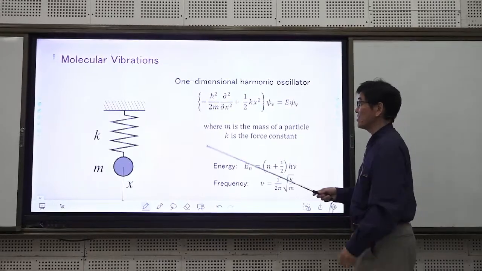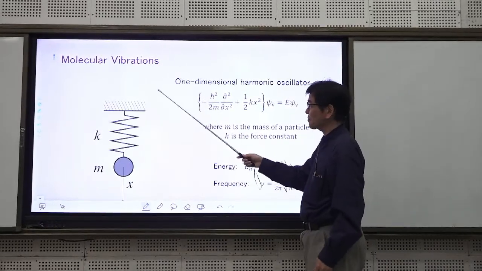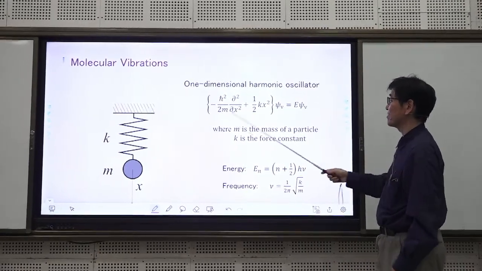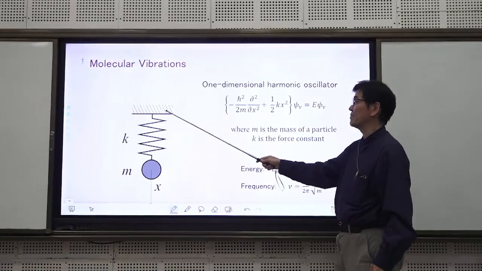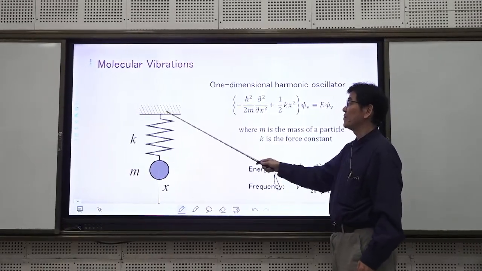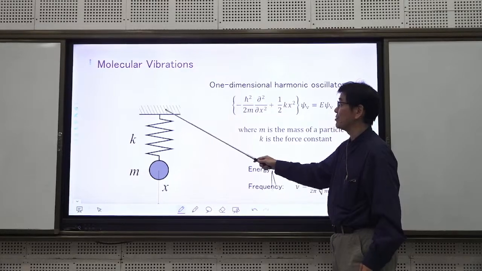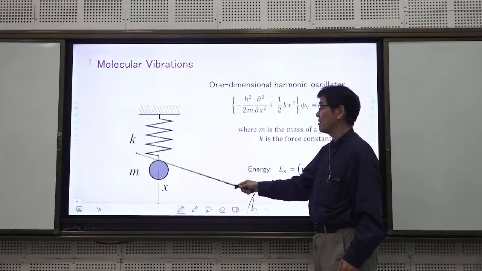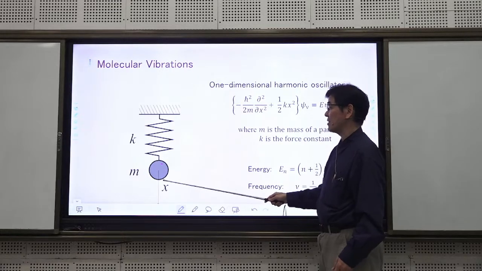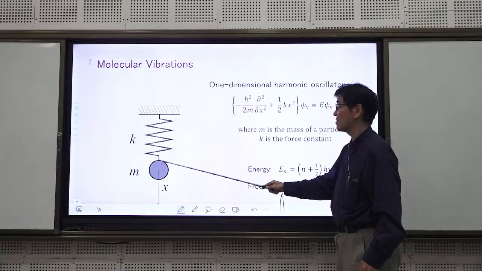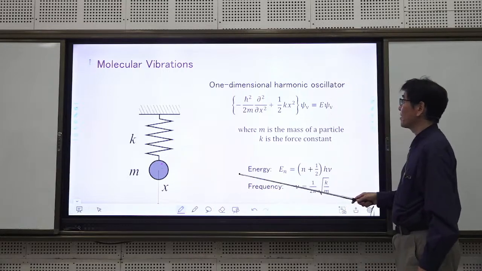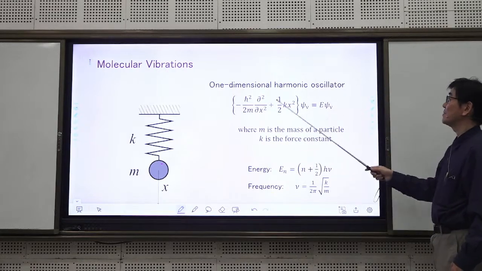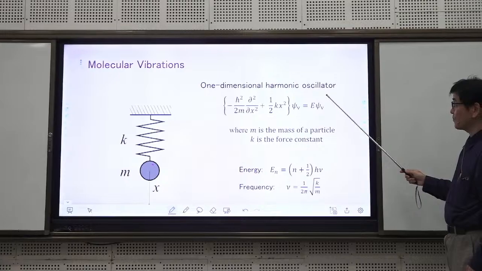So molecular vibration is regarded to be similar to the one-dimensional harmonic oscillator. This is a model. A ball is bound to the wall by a spring with a spring constant K. The weight of the ball is m, and let's set the axis x to this direction. Then the motion of this oscillator is expressed by this equation. Okay?